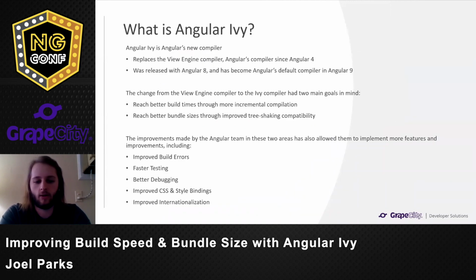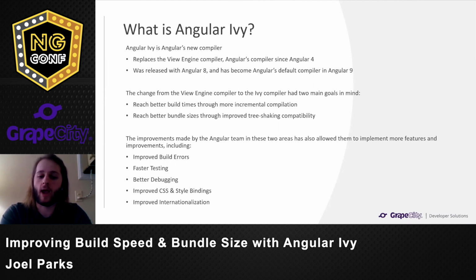Now Ivy is Angular's newest compiler by the Angular team. It was initially released with Angular 8, but was made the default compiler for new Angular applications with the Angular 9 release. Ivy is replacing the View Engine compiler, which had been Angular's default compiler since its release back in Angular 4. However, the Angular team has made it possible to still use the View Engine in Angular 9. You'll just have to opt into using it over the Ivy compiler. Do note that anything after Angular 9, you won't be able to opt back into the View Engine.